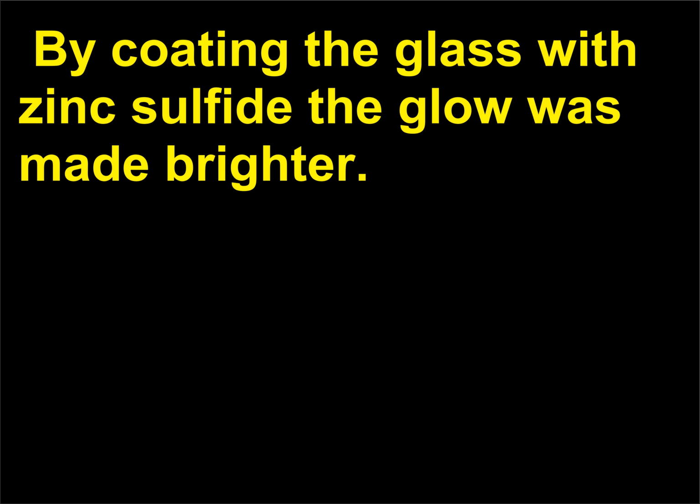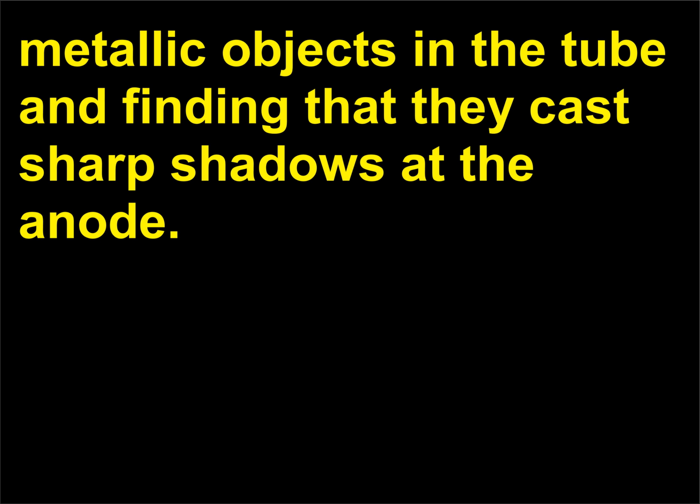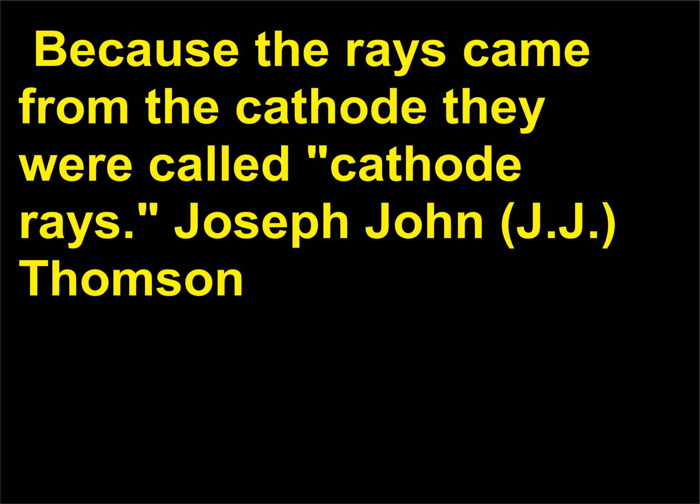By coating the glass with zinc sulfide, the glow was made brighter. The mysterious invisible rays could be shown to travel in straight lines by placing metallic objects in the tube and finding that they cast sharp shadows at the anode. Because the rays came from the cathode, they were called cathode rays.